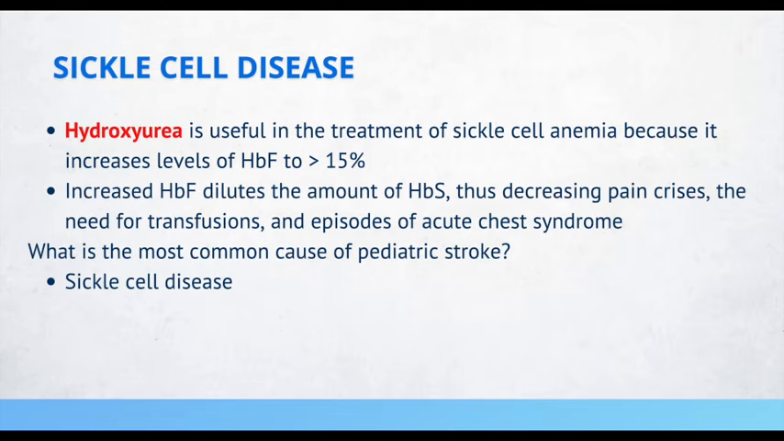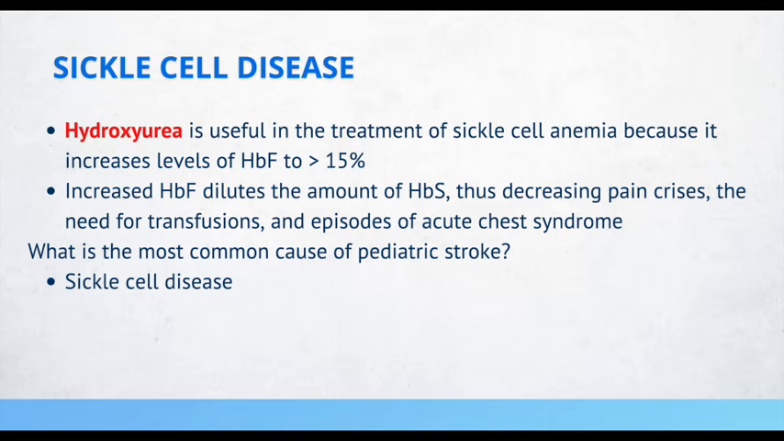Hydroxyurea is a useful drug in the treatment of sickle cell anemia because it increases levels of HbF, or hemoglobin F, to greater than 15%. And recall that increased hemoglobin F dilutes the amount of hemoglobin S, thus decreasing pain crises, the need for transfusions, and episodes of acute chest syndrome.